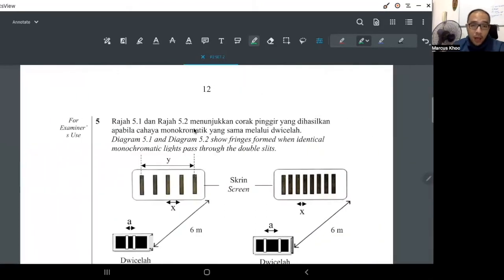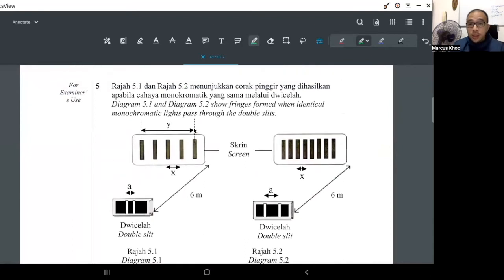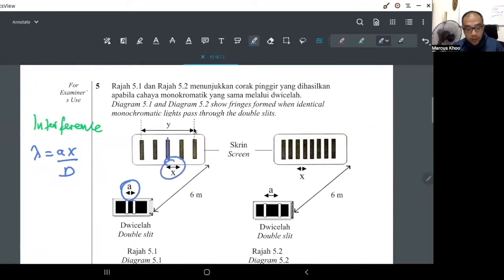All right, question number five. Diagrams 5.1 and 5.2 show fringes formed when identical monochromatic light passes through double slits. This is a wave phenomenon, which is interference. We need to have that in mind as we answer this question, because when you talk about interference, there's going to be lambda equals aX over D. Just to remind you, a is given here, X is from one fringe to another fringe, and this is our D.